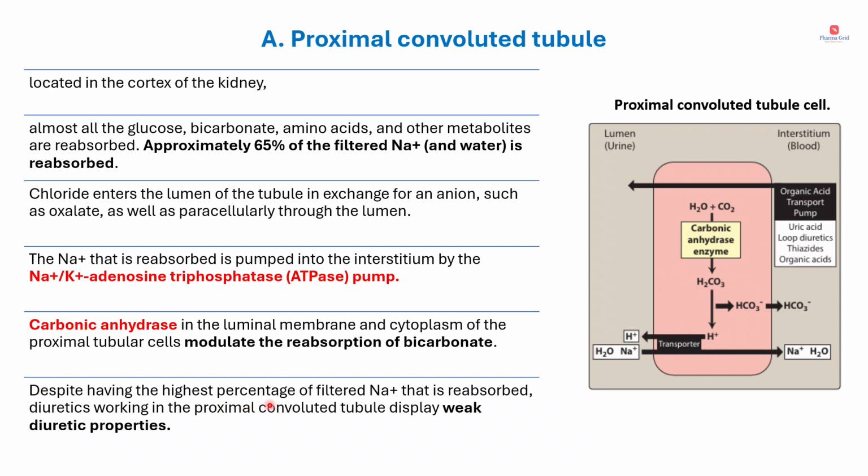Despite having the highest percentage of filtered sodium that is reabsorbed, diuretics working in the proximal convoluted tubule display weak diuretic properties. Here we have already seen that in the PCT approximately 65% of the filtered sodium and water is reabsorbed. In spite of this, the diuretics acting on the PCT display only weak diuretic properties.